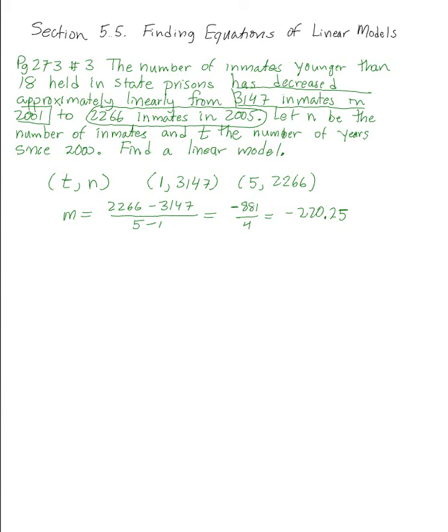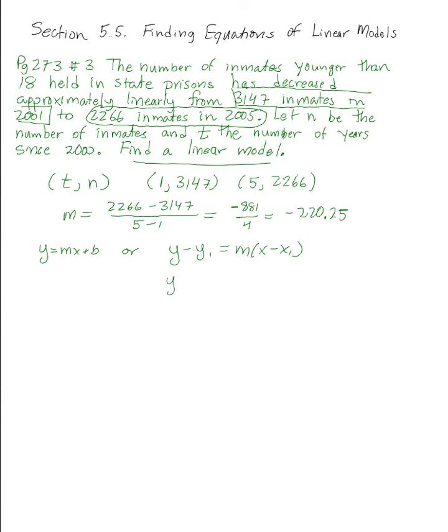Okay, but that's not what this question asked for. We need to find a linear model. We have a choice now. We can use y equals mx plus b, or we can use y minus y1 equals m times x minus x1. Do I know the y-intercept, the b number in y equals mx plus b? No, I do not, because I have a 1 in my first data point and a 5 in my second data point. My slope is not a nice number, it's got a decimal. My choice is to use the second formula then.